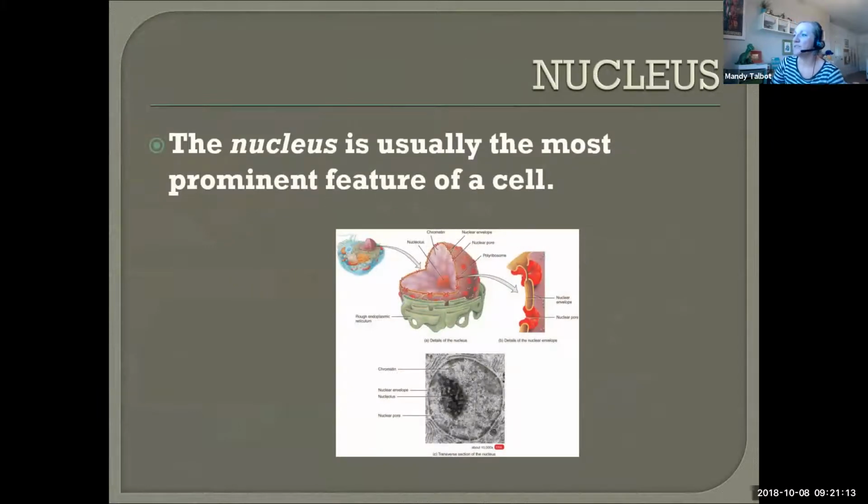All right, the nucleus. So this is where I ought to rearrange this so that this is where we start, because the nucleus really is the most important, most prominent feature of the cell. I guess it's difficult to say the most important, but the nucleus contains genetic information that is vital to making proteins.